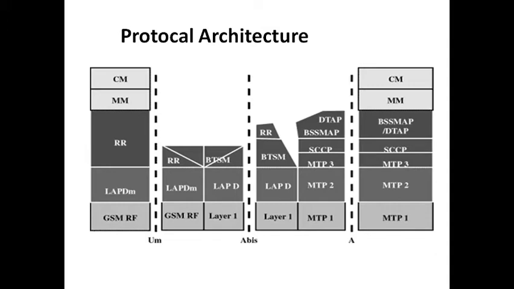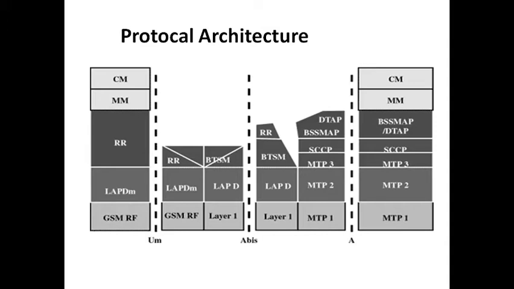In this class we will be discussing the protocol architecture of GSM with signaling protocols and interfaces. The following diagram shows the protocol architecture for signaling. If you observe the diagram, we have mainly four parts. The first part is the mobile station, the second part is the BTS, the third part is the BSC, and the fourth is the MSC.